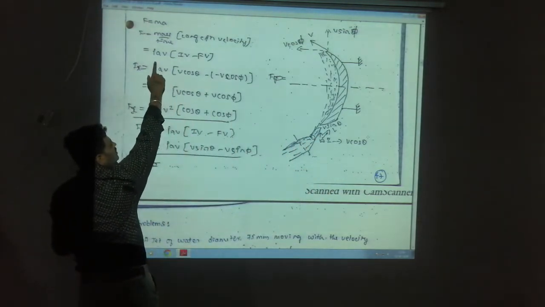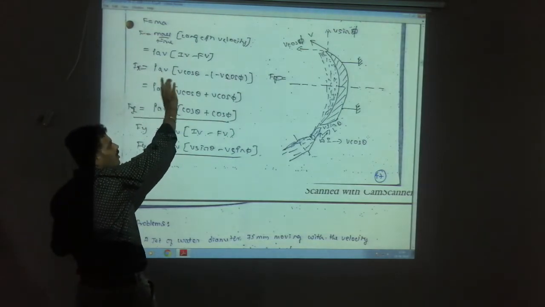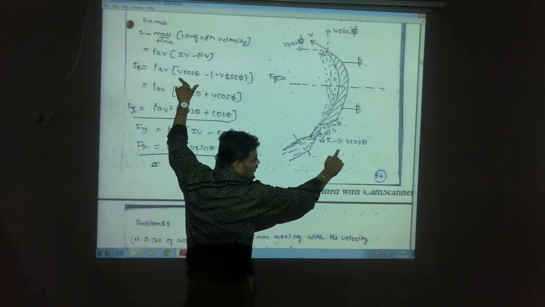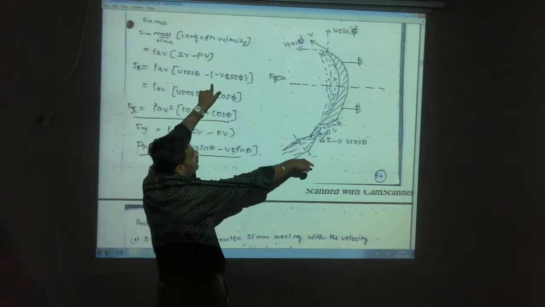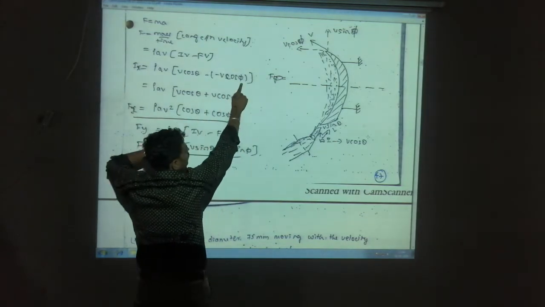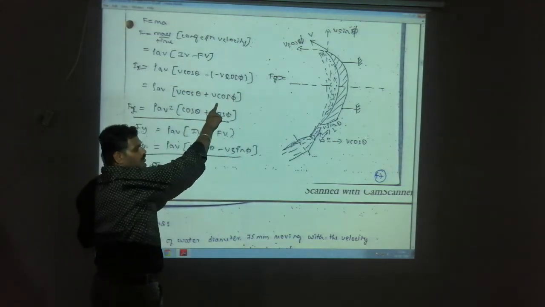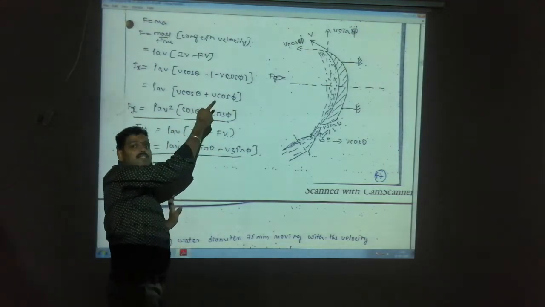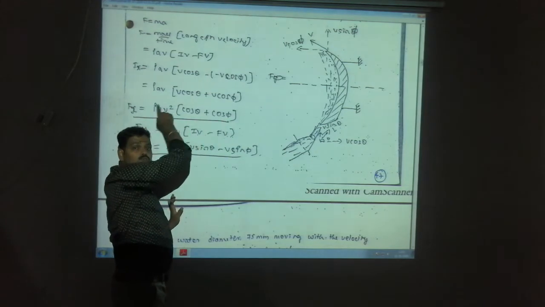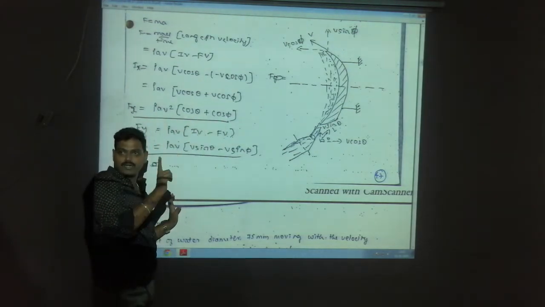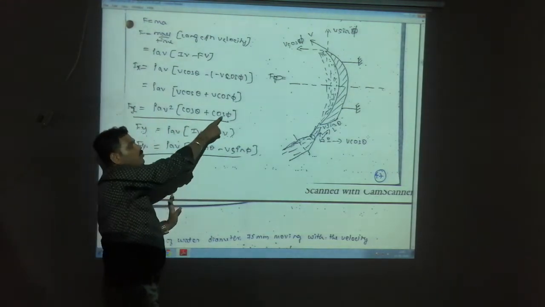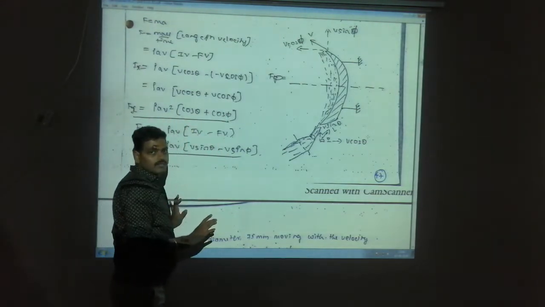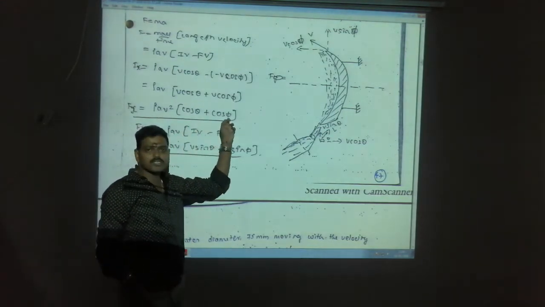F is equal to ma, mass by time, change in velocity. Mass by time is rho a v, change in velocity is initial minus final velocity. Initial velocity is horizontal right side, v cos theta, then minus of the horizontal left side, minus of v cos phi. So v cos theta plus v cos phi. Then Fx is rho a v square into cos theta plus cos phi. But previously it was cos theta plus cos theta, so 2 rho a v square cos theta when it is symmetrical. If it is unsymmetrical, it won't be theta, it is phi. So rho a v square into cos theta plus cos phi, because theta has been changed to phi.